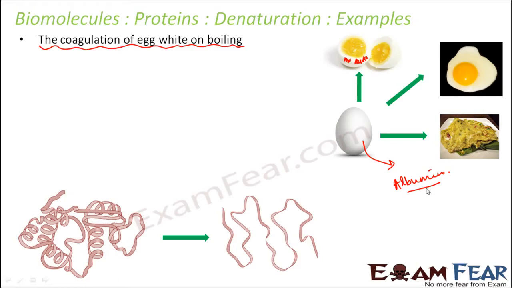So what happens? The protein loses its complex structures and only the primary structure is left. Once that primary structure is left, it loses all its biological activity and it forms this egg white. And that is why it is said that it is very rich in protein, because its protein is still there, but it just loses all the complex structure and forms this. So this is an example of denaturation of protein.